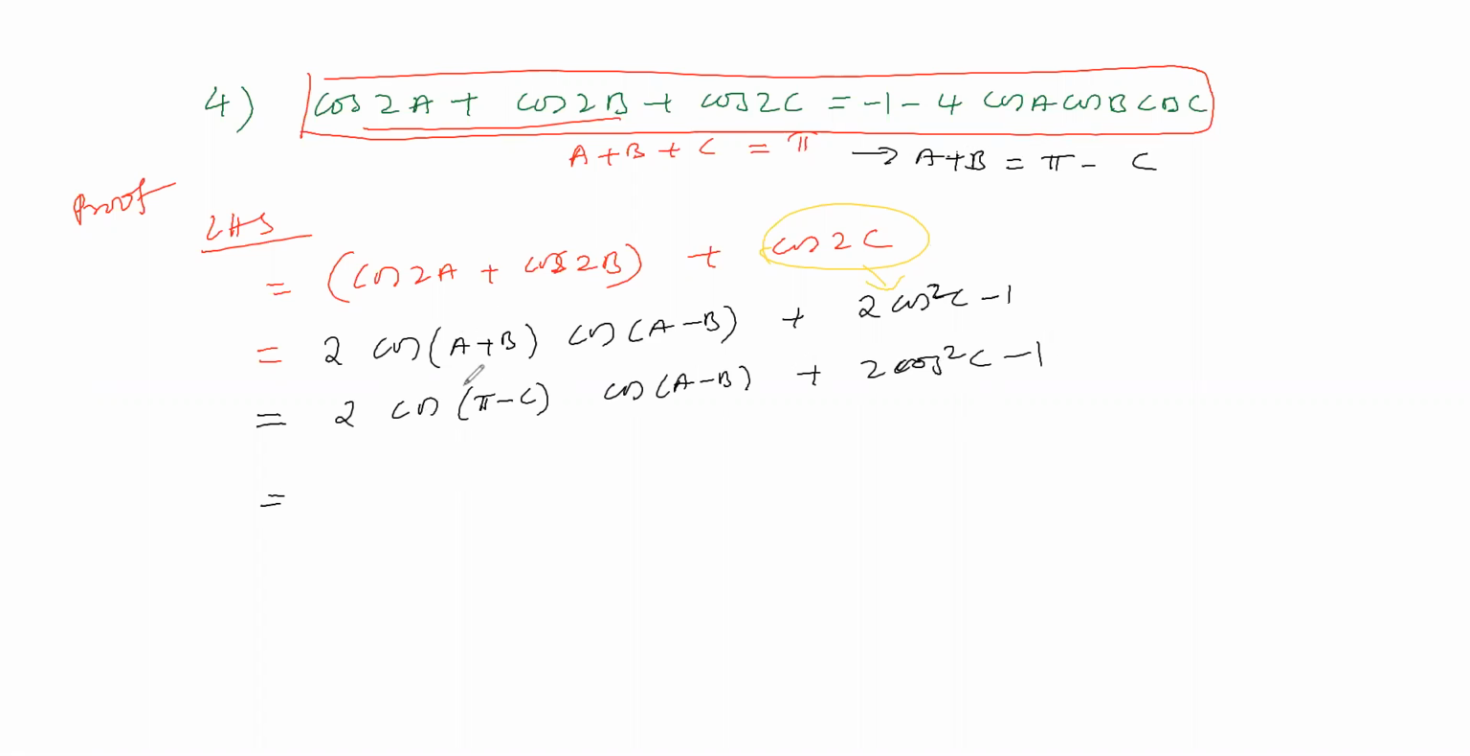Now see here, what is this cos (pi minus C)? Cos (180 minus theta) is minus cos theta. So this is minus cos C. Now in this expression and in this expression, what is common? Cos C. So we can take 2 cos C common outside from this term and this term.